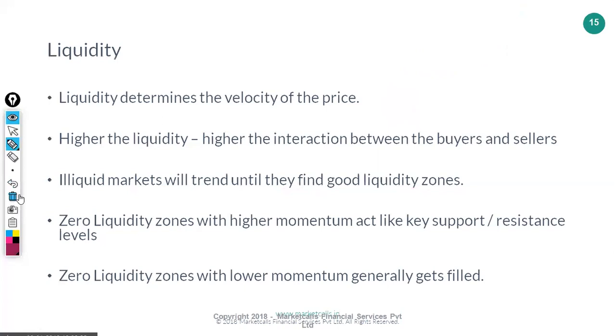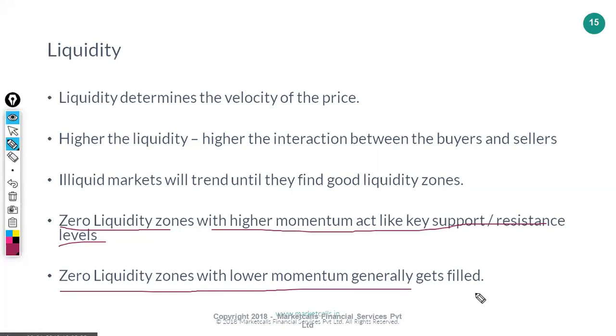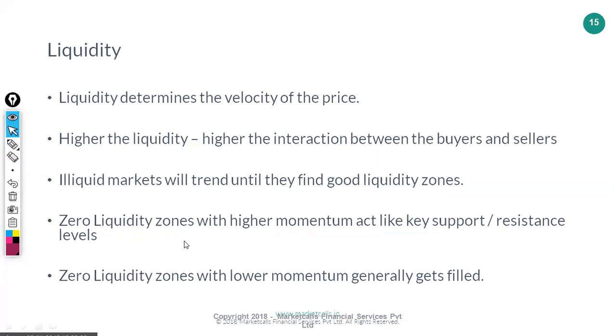Zero liquidity zones with higher momentum act like a key support or resistance level in the very short term. But eventually, zero liquidity zones with lower momentum generally get filled. So this is one more thing you have to watch out for. Most of the zero liquidity zones which happen because of stop hunting get filled.